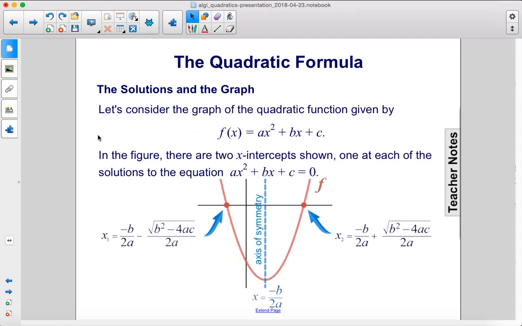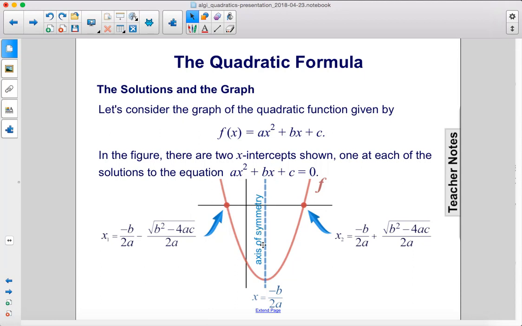The solutions and the graph. Let's consider the graph of the quadratic function given by f of x equals ax squared plus bx plus c. In the figure, there are two x-intercepts shown, here and there, one at each of the solutions to the equation.